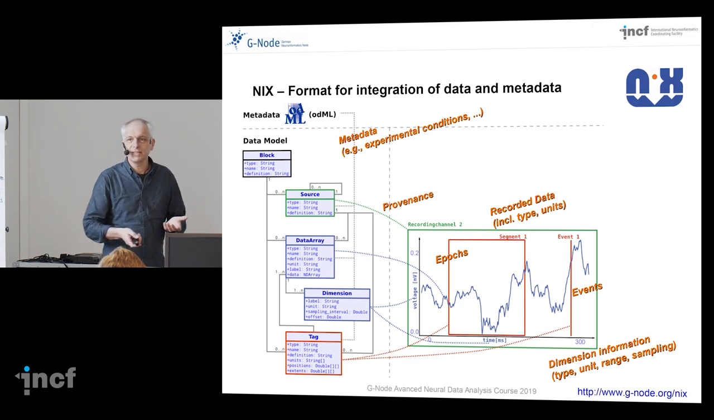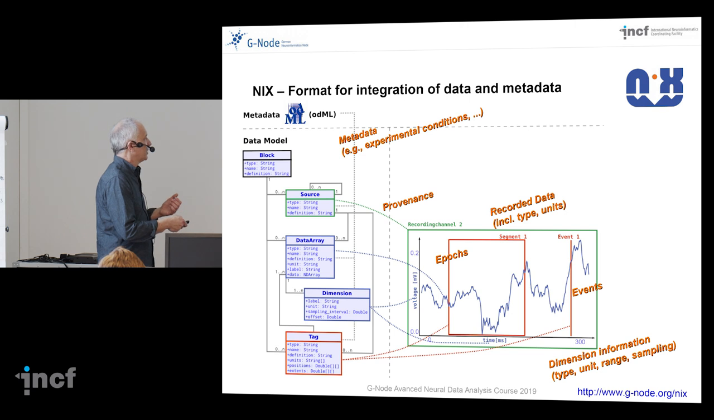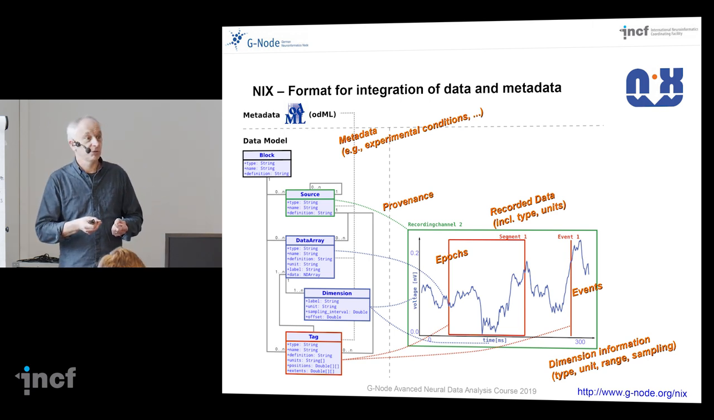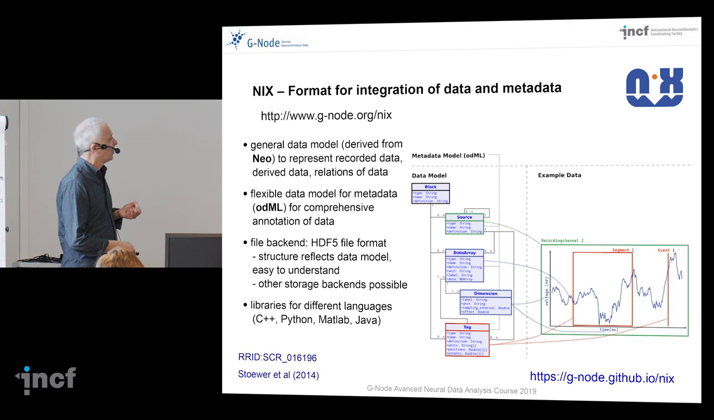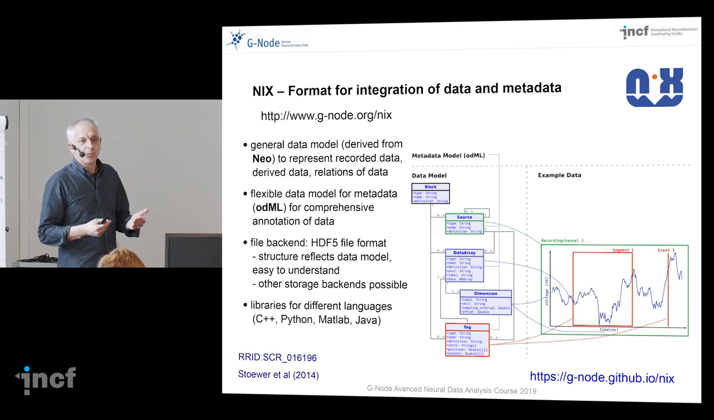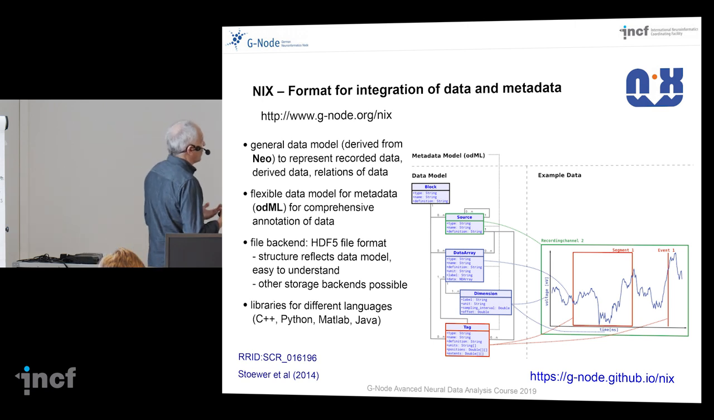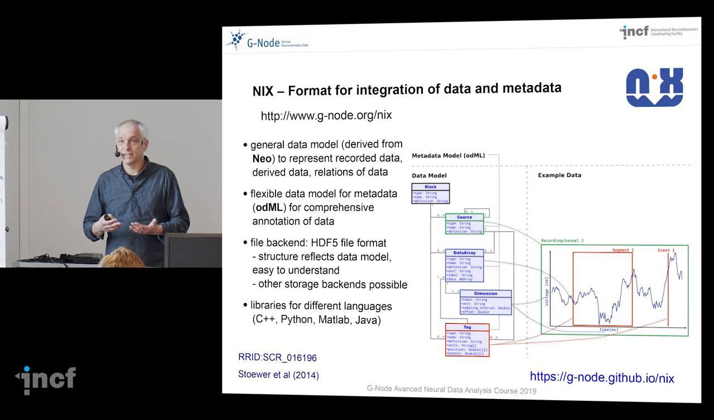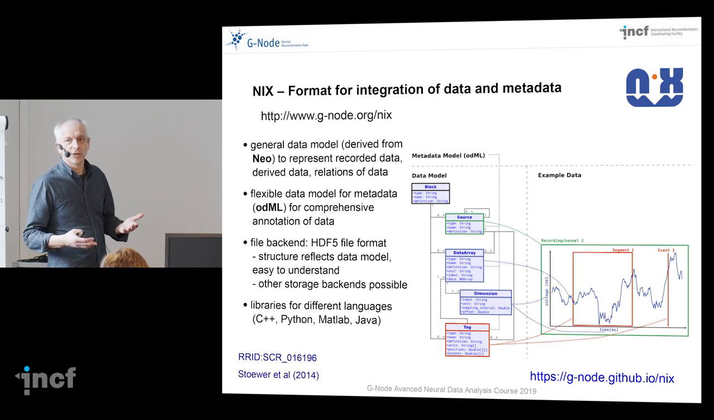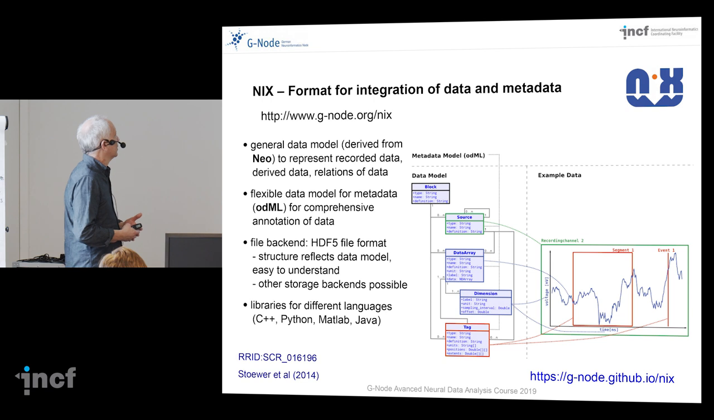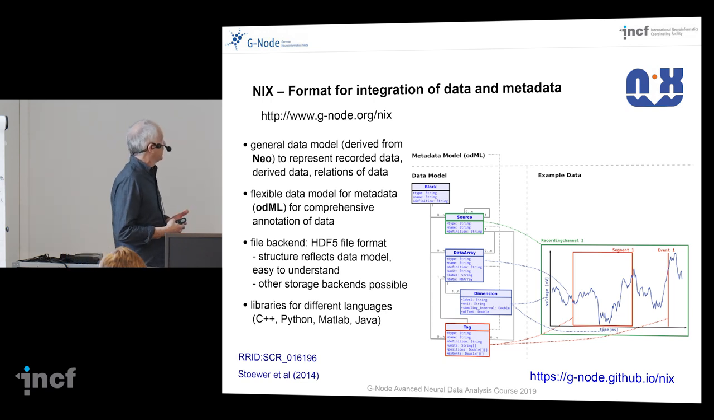You have an n-dimensional data array, and you have information about the dimensionality, about the units, about what kind of data it is, and you also have a way to link between the data arrays, so you can establish relations between the data. You can specify this in this data format, which makes it a format where the data are discoverable, are understandable, and where the data structure in the format reflects the structure of the experiment or of the underlying data.